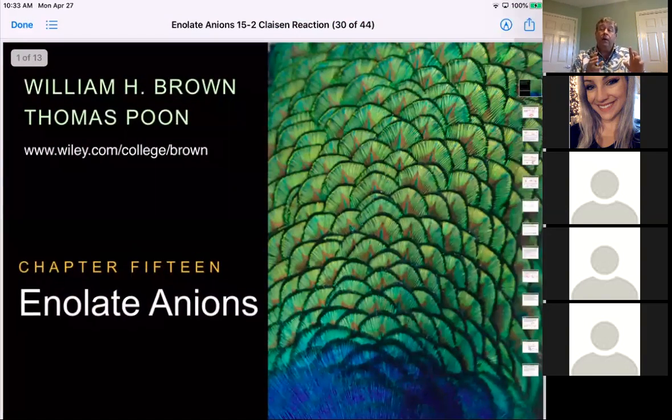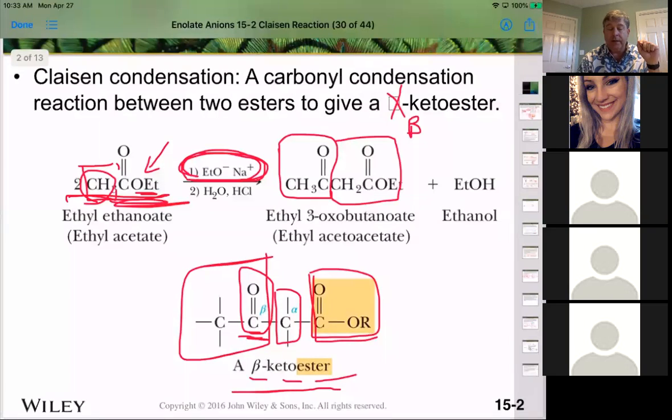Okay, so the aldol is with aldehydes and ketones only, and they must have an alpha hydrogen, okay? When we look at the Claisen reaction, it's a similar reaction, but it has an ester on it, okay? So that's the difference between aldol and Claisen: aldehyde or ketone, versus ester, okay?